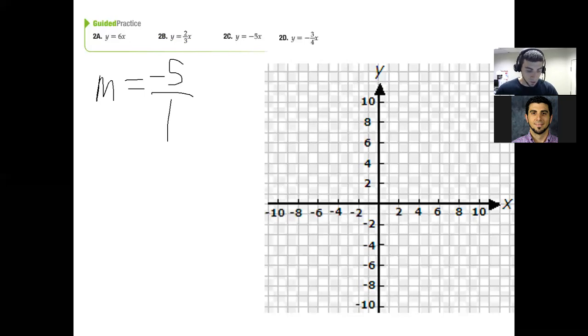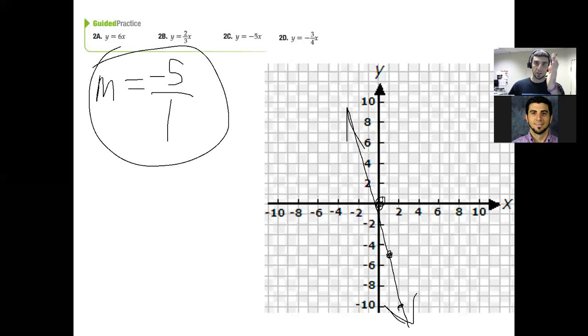All right. C, the slope is -5, so that's -5 over 1. So we start at the origin, go down 5 over 1, down 5 over 1. And you'll notice for these, if the slope is positive, the line is rising from left to right, and if the slope is negative, like this one, the graph is falling from left to right.